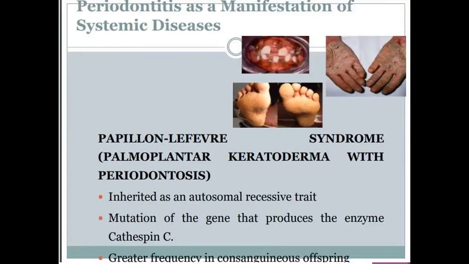So it's probable that defects in neutrophil and immune cell function associated with these diseases play an important role in increased susceptibility to periodontitis and other infections.